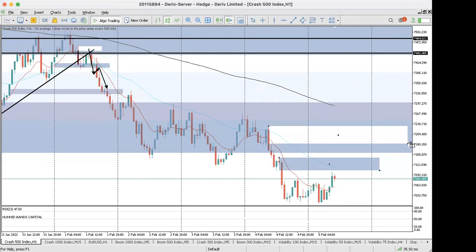Okay, so this is H1. We're just going to do multi-time frame analysis just to confirm. So we can get spikes. Let me also see if I can put a trend line there.